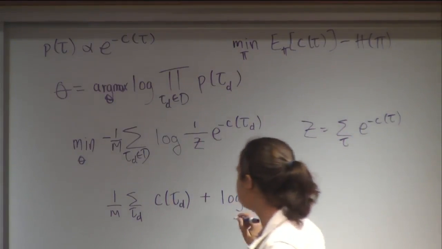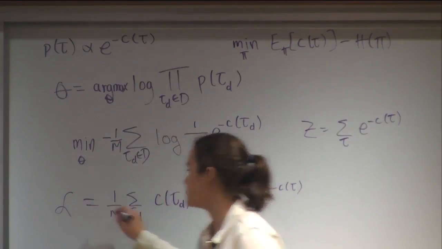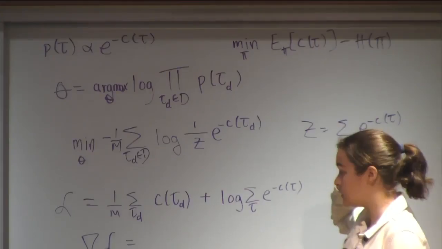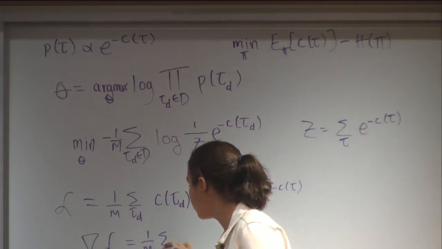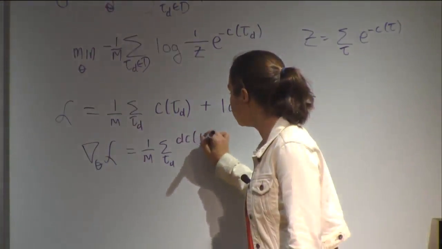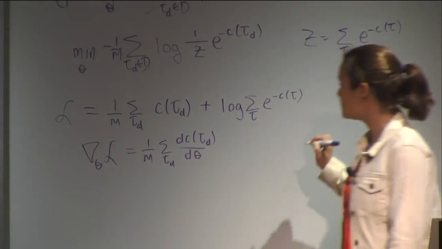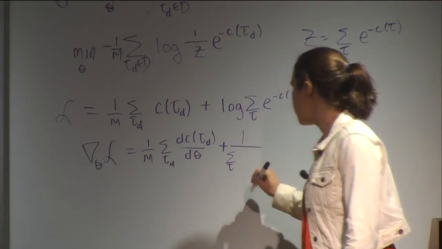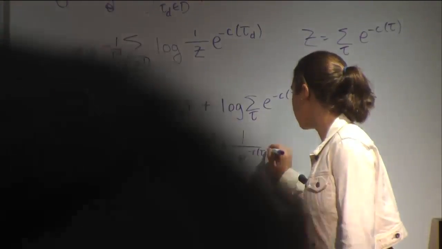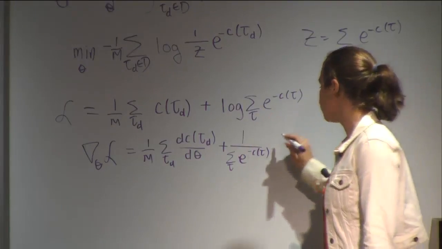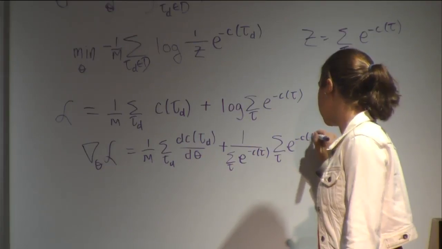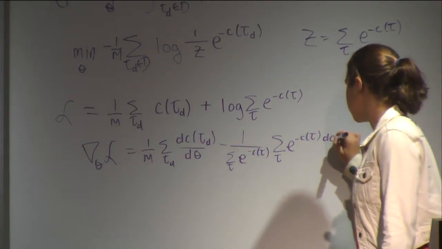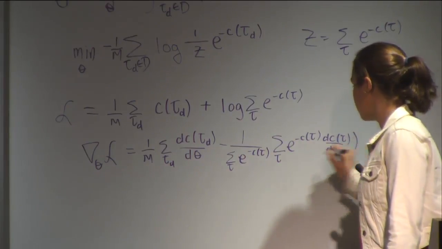So what the gradient looks like, let's denote this objective by L. The gradient of L with respect to theta is going to look like 1 over m, sum over tau d, of dc of tau d d theta, plus the gradient of this term, which is going to look like 1 over the sum over all possible trajectories of e to the negative c of tau, times the sum over all possible trajectories of e to the negative c of tau, and there is also a negative term in here because of the negative cost, times dc of tau d theta. And this is all in parentheses.